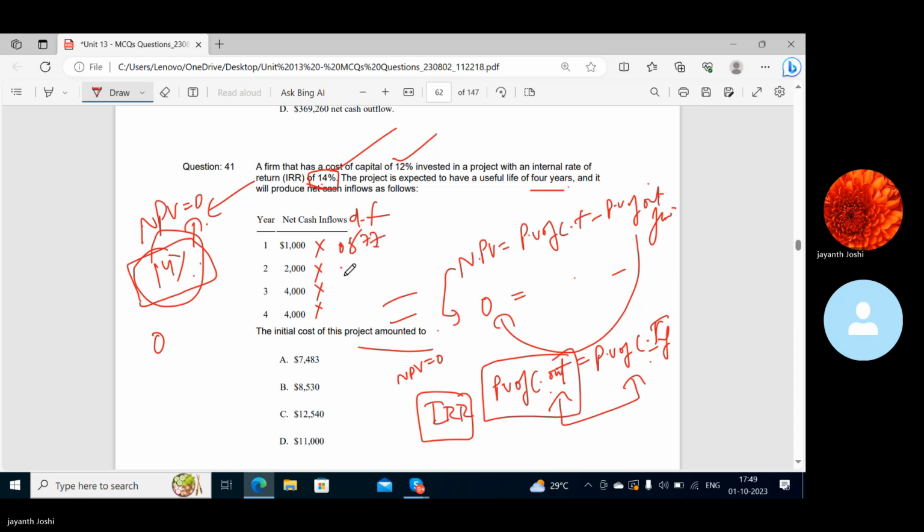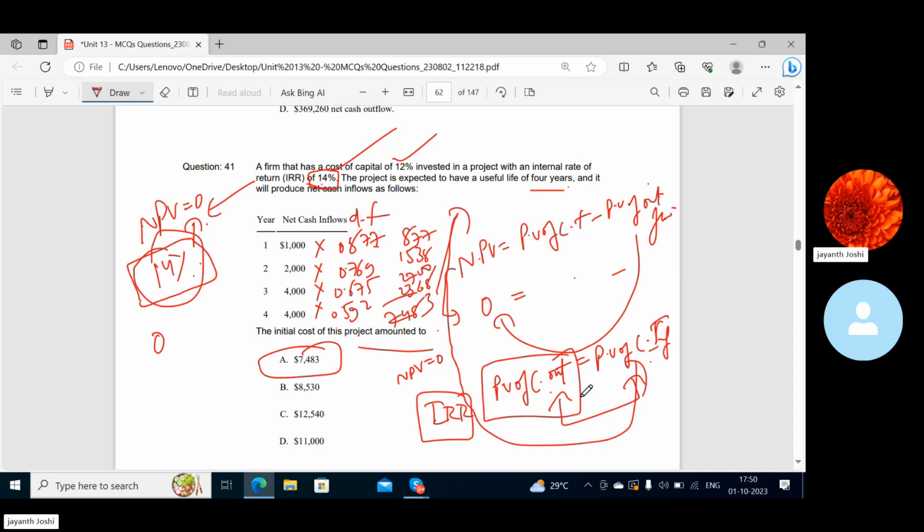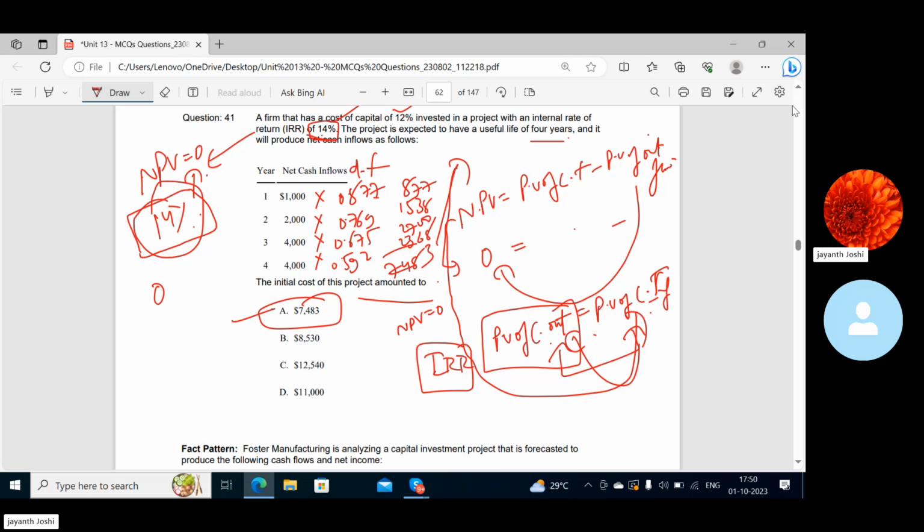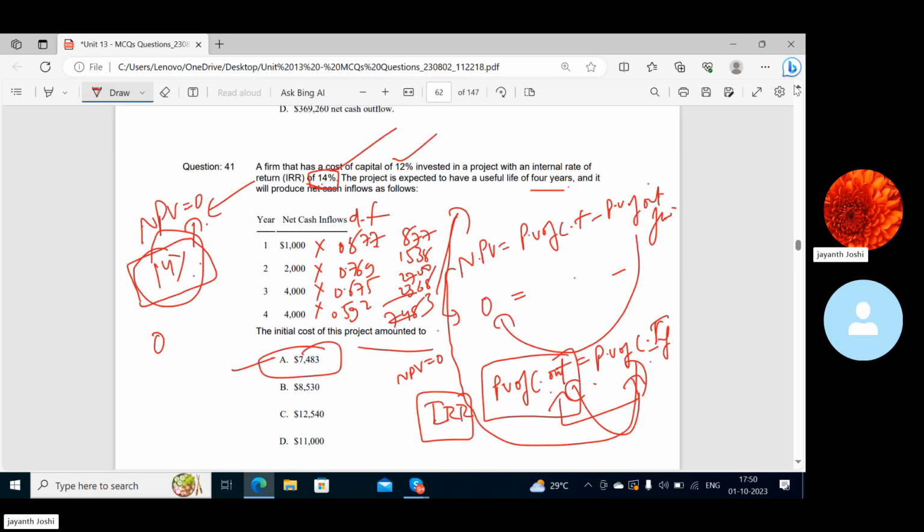0.877, 0.769, 0.675, 0.592. Now you get 877, 1538, 2700, 2368. Now you add up all that, you get 7483. And this is your present value of cash inflow, which is equal to your present value of cash outflow. So this is the answer. You can note this down, and make it an important note.